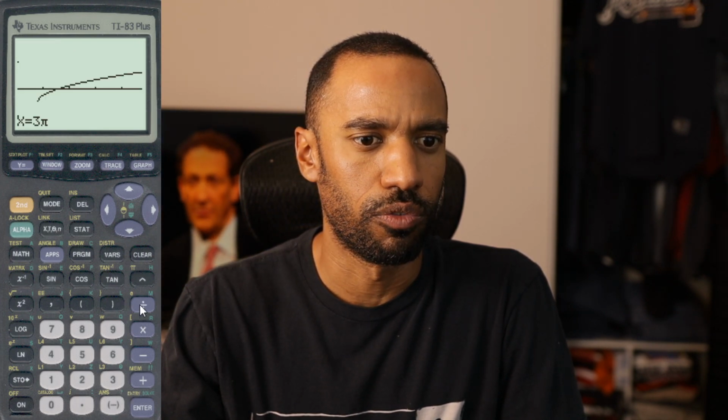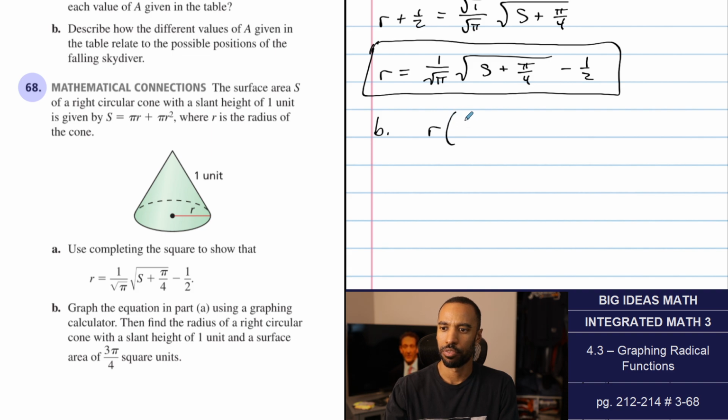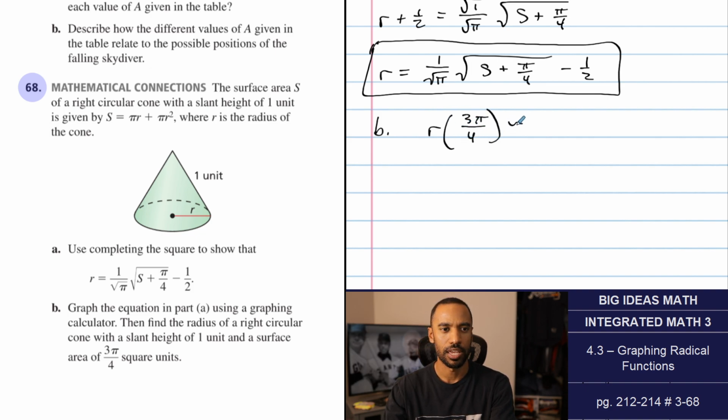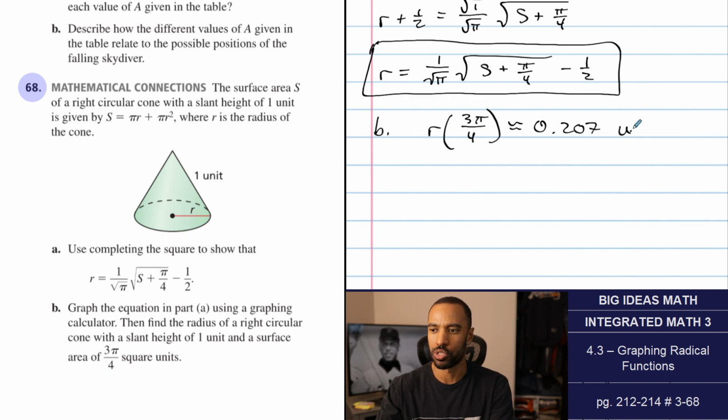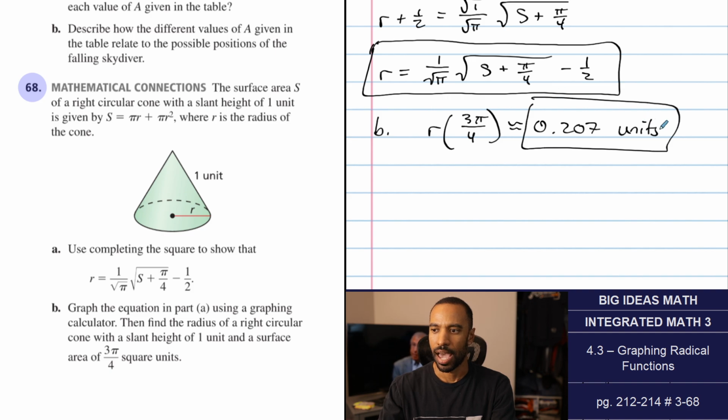This is the part. By the way, here's the domain restriction, right? It's a square root kind of function. It's around 2.4, it looked like. Let's do it one more time. 3 pi over 4 is our value. So when x is 3 pi over 4, y is 0.207. So I'm going to say r of 3 pi over 4, your surface area of 3 pi over 4, is about 0.207. And radius is just units. So just 0.207 units. And I guess that would be the radius for that one.